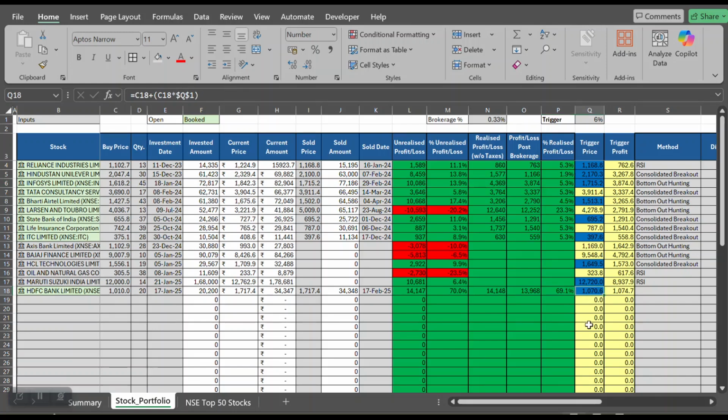Now this particular piece is the trigger price. So let's assume that I take an example of ONGC. Now currently I have bought this share at 305 and I had 38 shares. The current price is 233, which is basically 23.5% lower than my buy price, and hence it is showing in red. When can I sell this particular share?